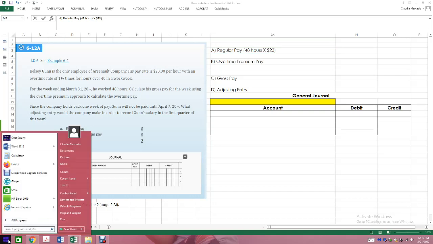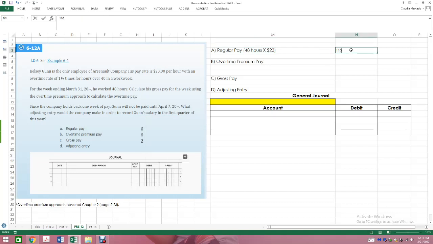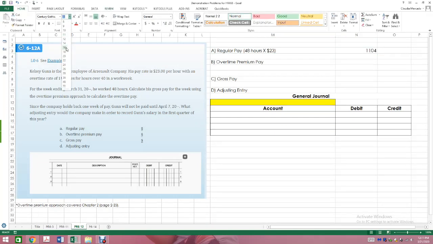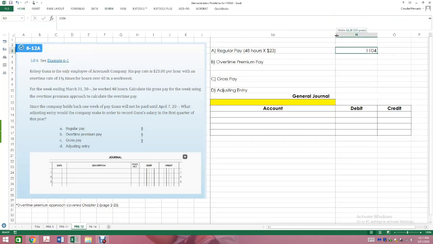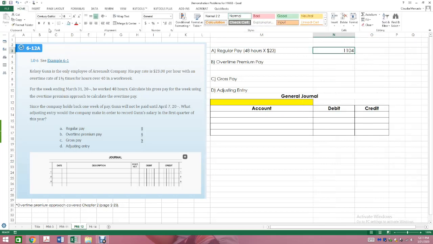So I'm going to get my calculator. This employee worked 48 hours at a rate of $23. That's $1,104. That is going to be my regular pay. Let me put a little box here, that way we know that is my answer for the first one.